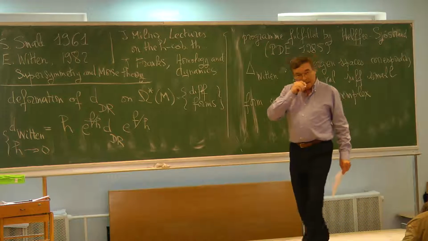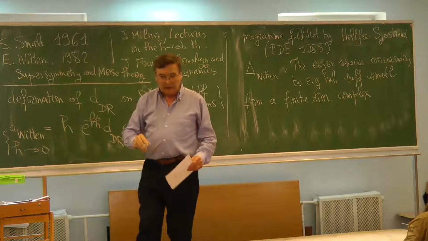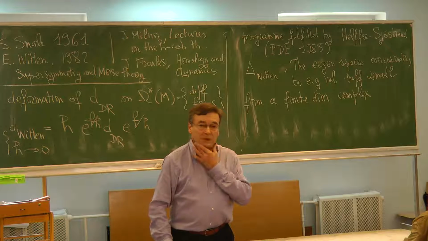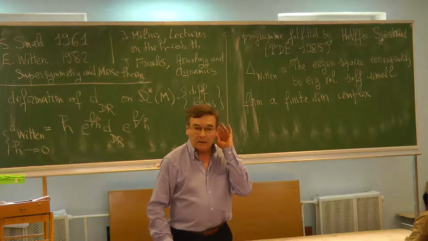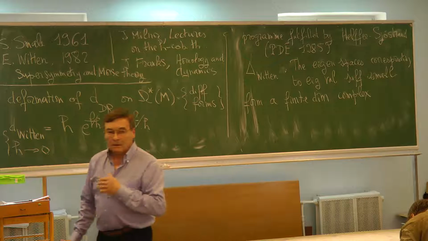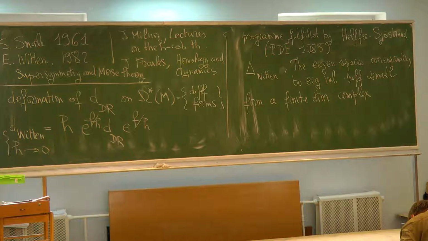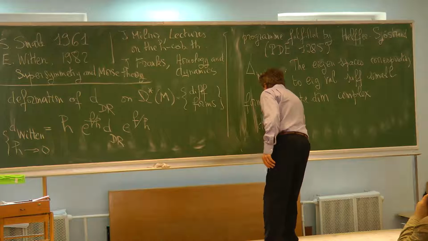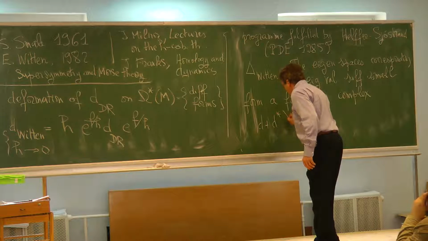Question from the audience: I'm sorry, I didn't understand what you mean by delta Witten. I understand the definition of d Witten, but what is delta? Delta Witten is formed as usual like the Laplacian by taking (d plus its adjoint d star) squared. Ah, okay, all right, thank you.